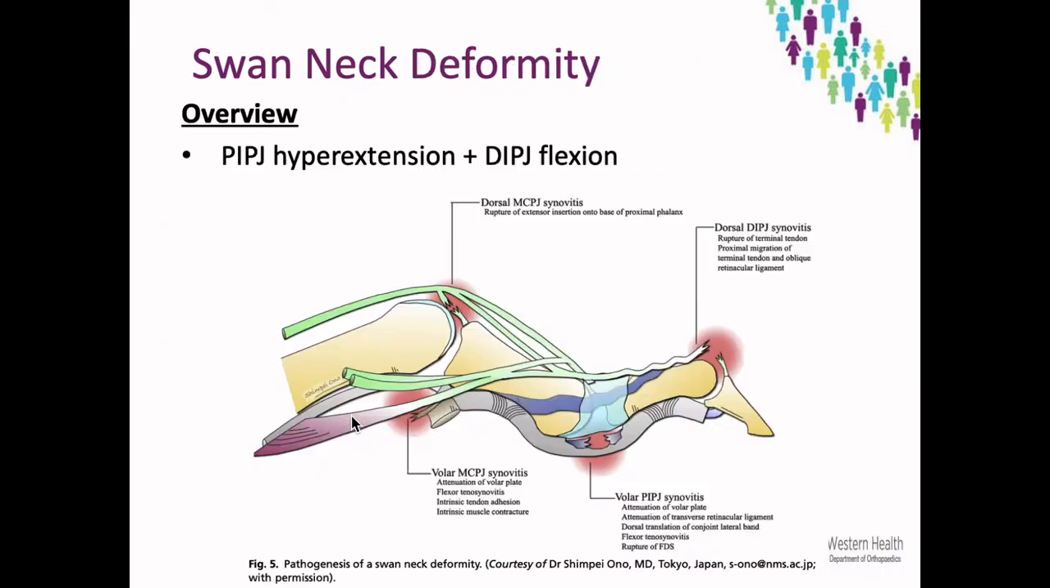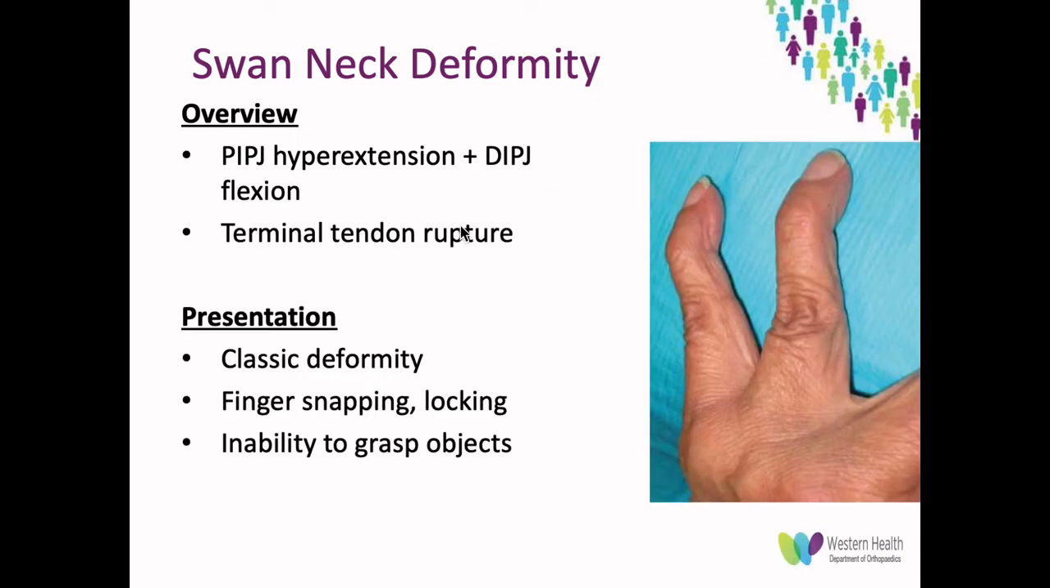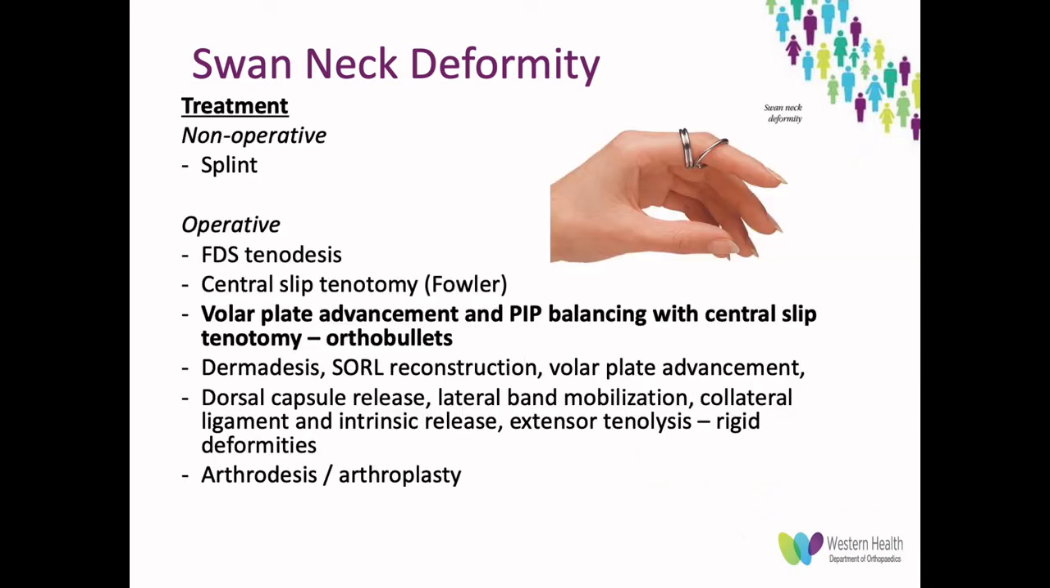Swan neck and Boutonniere deformities are very characteristic of rheumatoid arthritis. Swan necks are characterised by proximal interphalangeal joint hyperextension as well as DIP joint flexion. It can be from pathology at the MCP joints as well as the PIP and DIP joints. This can often be caused by terminal tendon rupture from distal interphalangeal joint synovitis. Patients with swan neck really struggle. They can't really grasp objects because of this hyperextension of the PIP joint. So corrective surgery can have satisfying results.